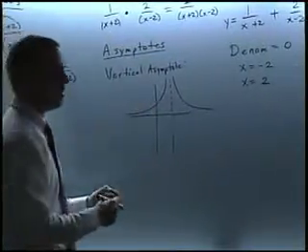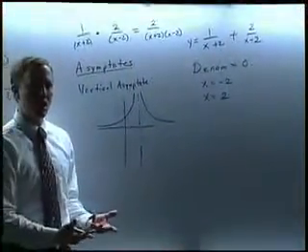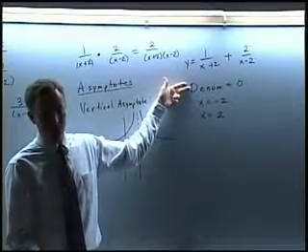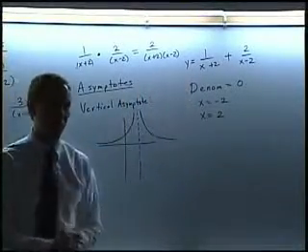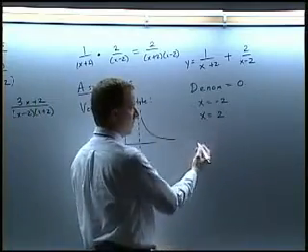And this will be important because later in the semester we'll talk about something called critical numbers, and one of the places we get critical numbers is from vertical asymptotes. So we've got to be able to identify vertical asymptotes. Just when the denominator is equal to 0.